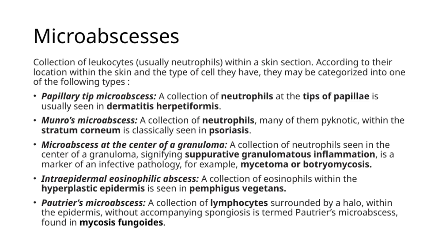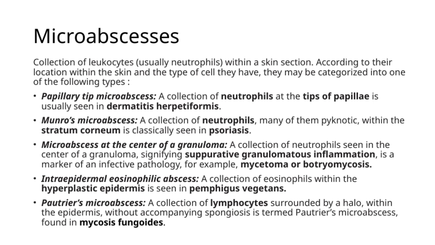First, we have the papillary tip microabscess, which is a collection of neutrophils at the tips of the dermal papillae. This feature is often seen in dermatitis herpetiformis. Next is Munro's microabscess, characterized by a collection of neutrophils, many of which are pyknotic, located within the stratum corneum. This is a classic finding in psoriasis.